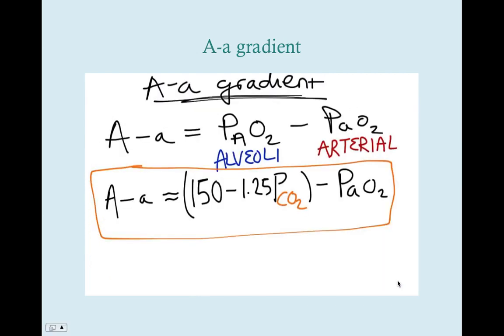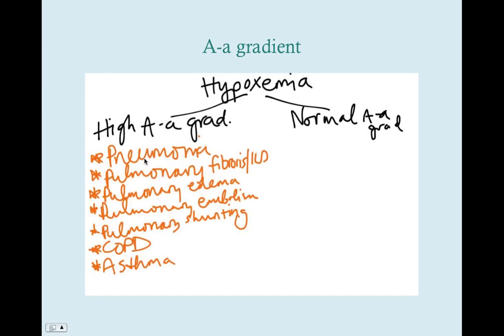So your CO2 goes out, your partial pressure of CO2 goes down, meaning this value here, 150 minus 1.25 times the partial pressure of CO2, goes up, it's higher, and this leads to an elevated AA gradient. Okay, so the AA gradient is telling us, is it a lung problem or is it not a lung problem? And so what causes the normal AA gradients in hypoxemia?